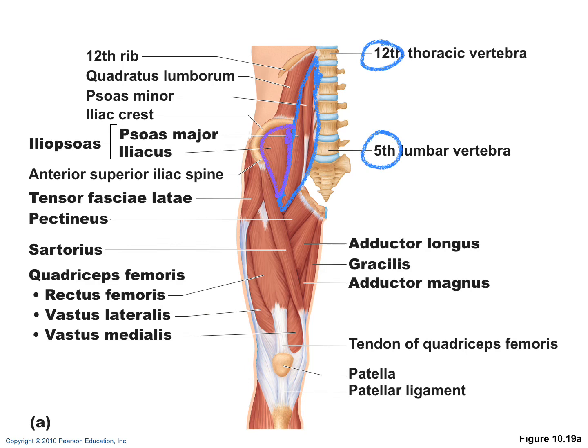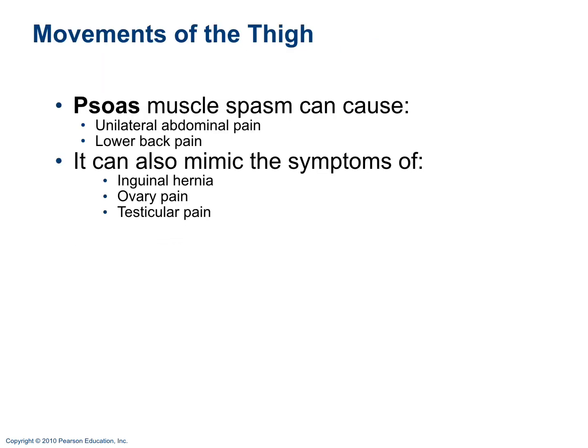And actually the iliacus and the psoas do share a common tendon inserting into that lesser trochanter. And on the next slide, we'll talk about some clinical stuff with the psoas muscle. So the psoas muscle can spasm. And because it's on both sides, if it happens unilaterally, sometimes you'll get abdominal pain on that side or lower back pain because it can rotate the spine. Even if both spasm, it can cause lower back pain.